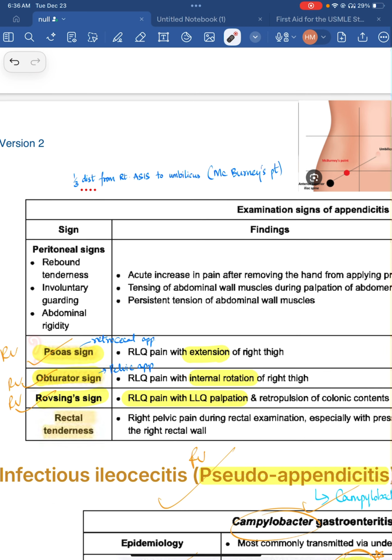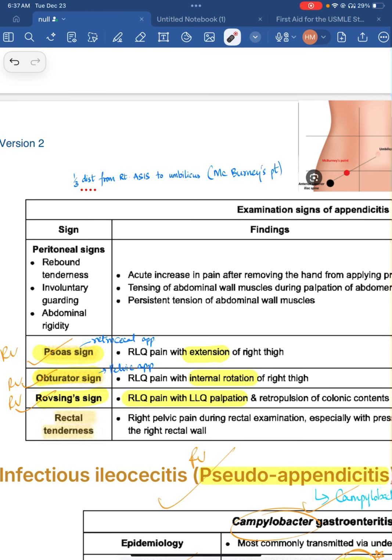Next comes psoas sign. What is psoas sign? When you have right lower quadrant pain with extension of right thigh. That means you have flexed your right thigh, and when you are trying to extend the thigh, you have pain in the right lower quadrant. That means it is psoas sign.